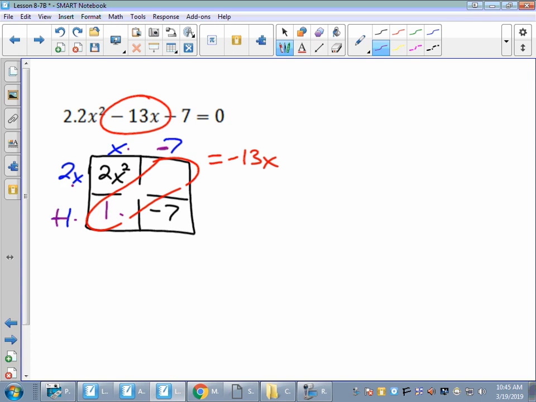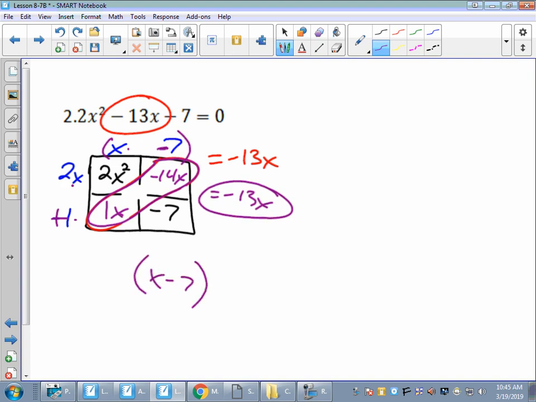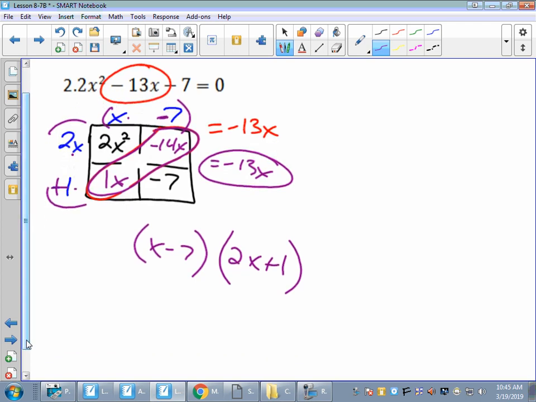1 times x is 1x. Negative 7 times 2x is negative 14x. Now when we add here in the diagonal 1x and negative 14x, it's going to give us negative 13x. So we're all good. So now I know I have my factors, x minus 7, and then over here, 2x plus 1. And that's why I like this method. You get your answers right there for you.